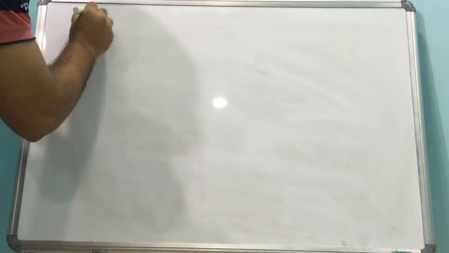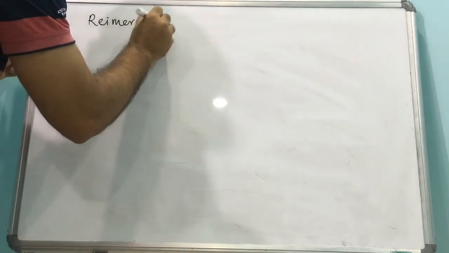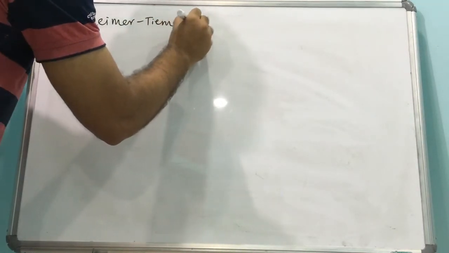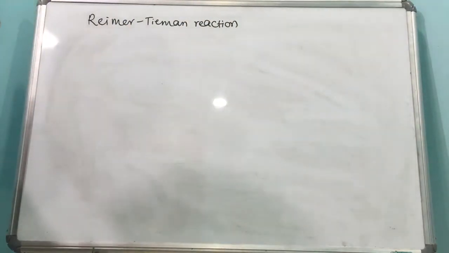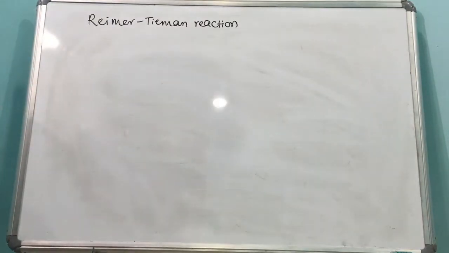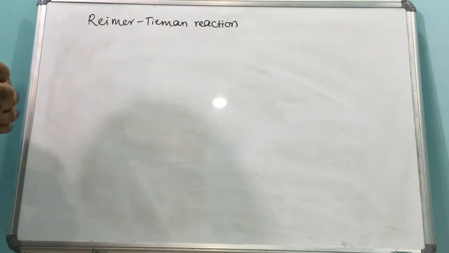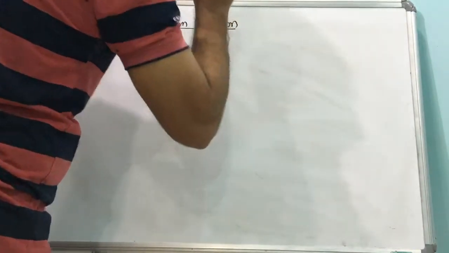Hi students, today I am discussing the Reimer-Tiemann reaction. This is one of the very important reactions. This is a name reaction. This is very important for the board level and also for competitive exams. The most important reaction. All name reactions are very important.